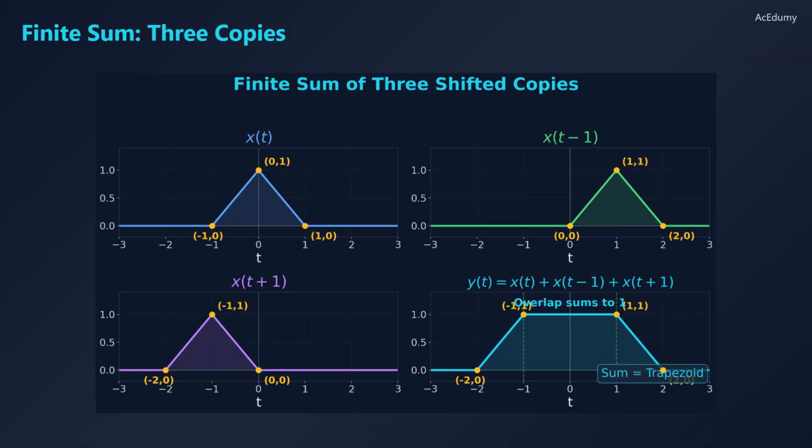What if we only sum 3 copies instead of infinitely many? Let y of t equal x of t plus x of t minus 1 plus x of t plus 1. From t equals -2 to -1, only x of t plus 1 contributes, rising from 0 to 1. From -1 to 1, the overlapping copies sum to exactly 1, forming a flat top. From 1 to 2, only x of t minus 1 contributes, falling from 1 to 0. The result is a trapezoid with vertices at (-2, 0), (-1, 1), (1, 1), and (2, 0).